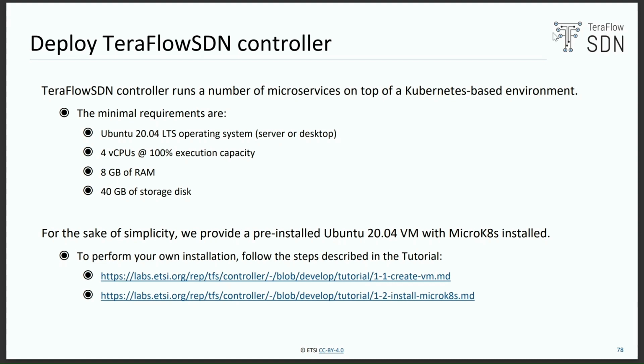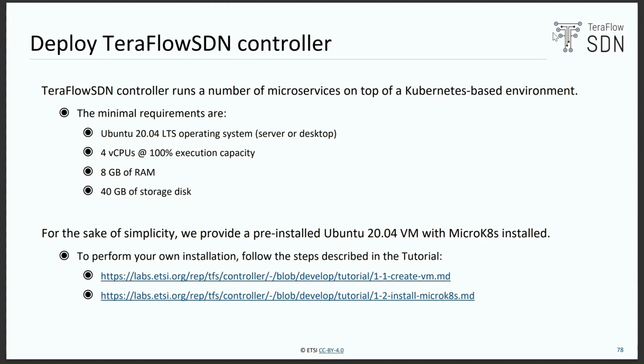The minimum requirements that we are considering right now is to use Ubuntu 20.04 LTS operating system, either server or desktop. We are usually using server for obvious reasons. Then it's recommended to use at least 4 virtual CPUs because with less, some services might have trouble at 100% execution capacity, 8 gigs of RAM, and some storage disk. With this, you can compose a virtual machine for running the TeraFlowSDN controller.